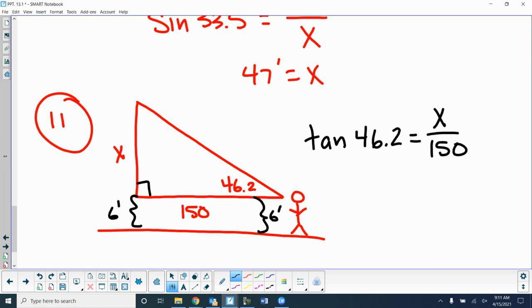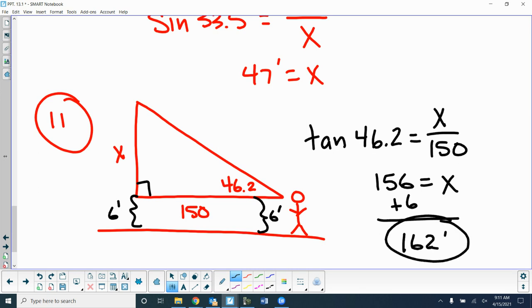Okay, so all you're gonna end up doing is going 150 times the tangent of 46.2. Grace, what'd you get? 11. Right. This answer, though, is 156. But you gotta add that 6 for the answer to the problem. So if you got 156, you did everything right, you just forgot to add that extra 6 feet for his eye level. Okay? Making sense? Questions? Cole, you okay?